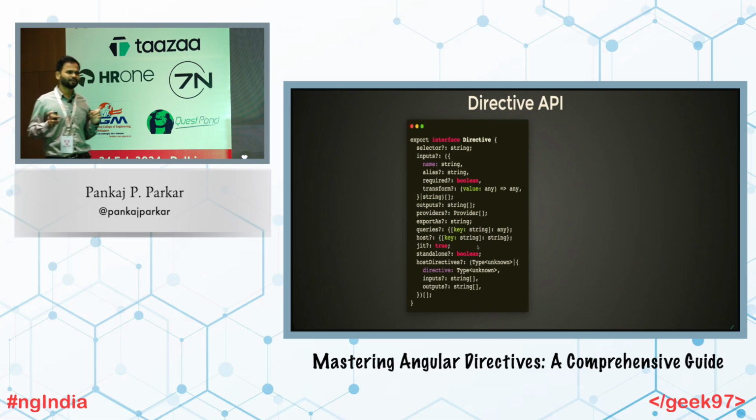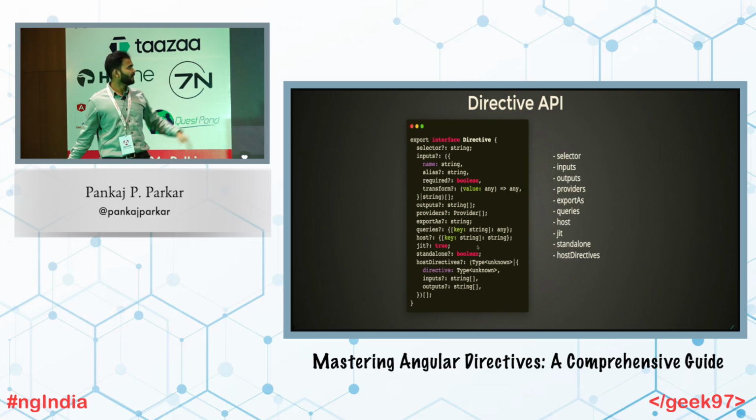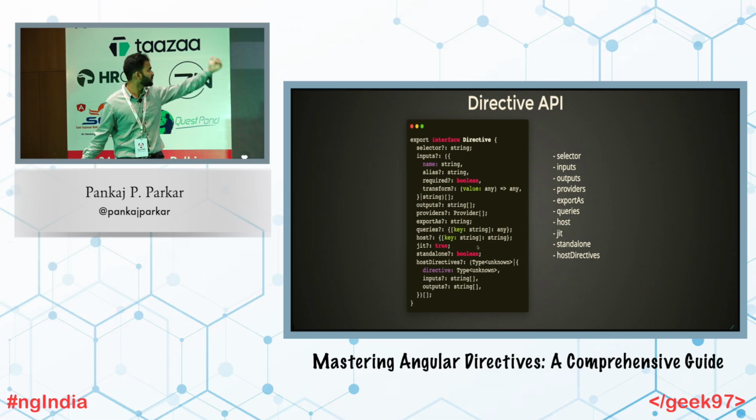So when I say directive API, I am referring to what you write inside the @decorator. Okay. So this is the set of fields. For better readability, I separated it from the slide, the code, and these are the properties that you are seeing here.